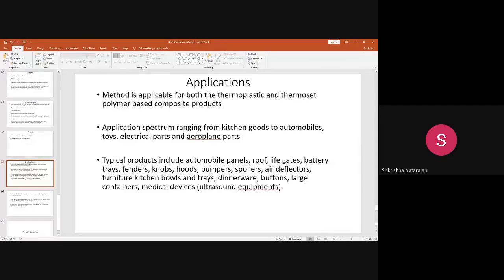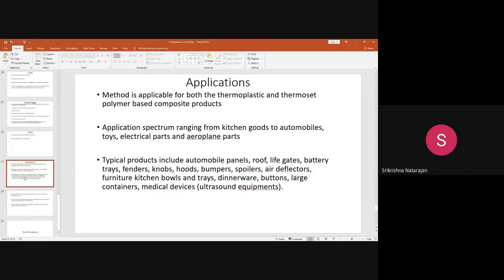Applications are much higher, especially from kitchen goods to automobiles. The automobile sector has very good applications, toys, electrical parts, aeroplane parts, and typical products include automobile panels, roof, lift gates, battery trays, fenders, knobs, that is the door knobs, hoods, bumpers which are used in vehicles, spoilers, and air deflectors.